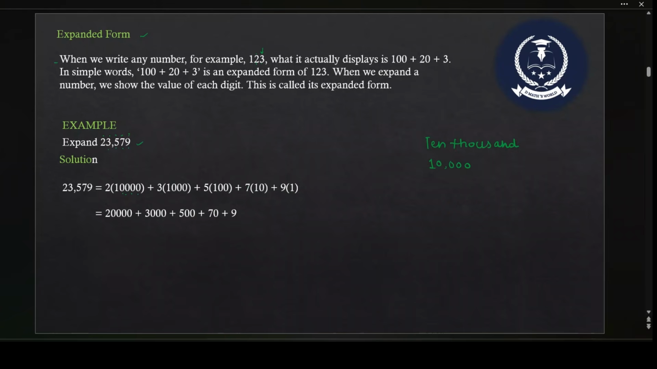Okay, now we are coming to the next one. You can look here. 2 times 10,000 would be 20,000 plus 3,000 plus 500 plus 70 plus 9. Okay. So I hope you can understand this. If I'm taking another example, I'm writing it down here, or you can write it down like that also.